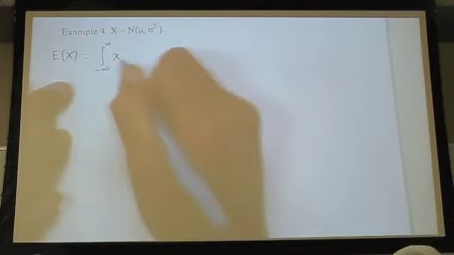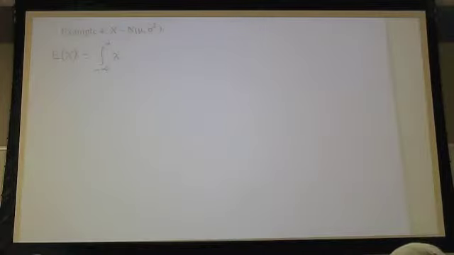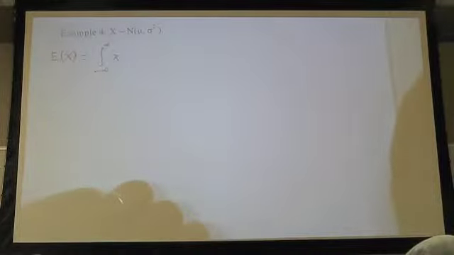And now what? x times the frequency function for the binomial distribution. I'm sorry? It's a normal distribution. Yeah, it's a normal distribution. What did I say? Binomial. I mean normal distribution. Okay. Sorry. So it's this.